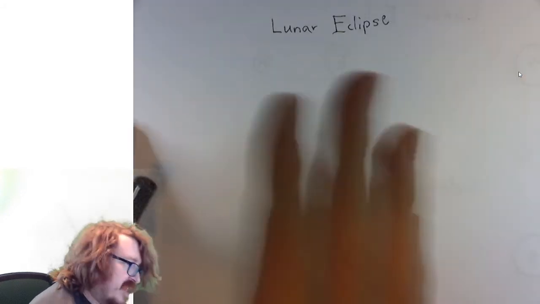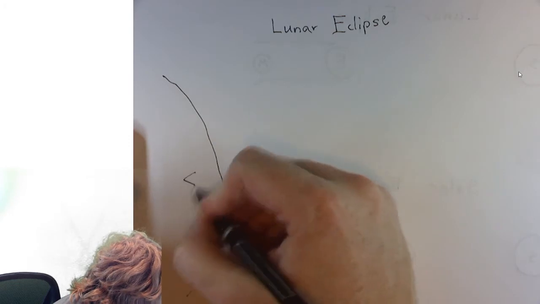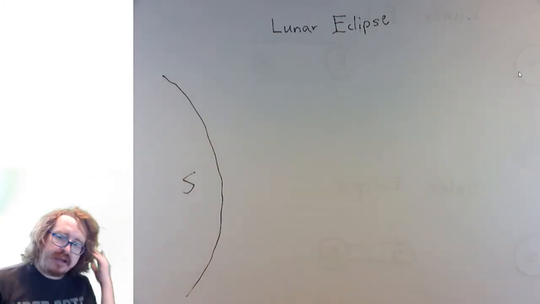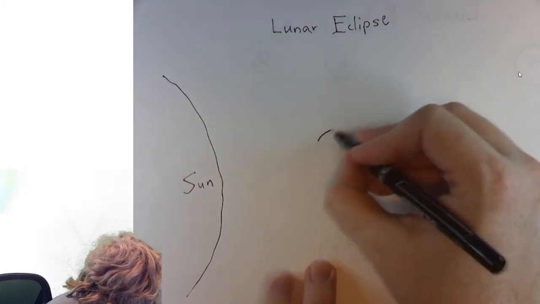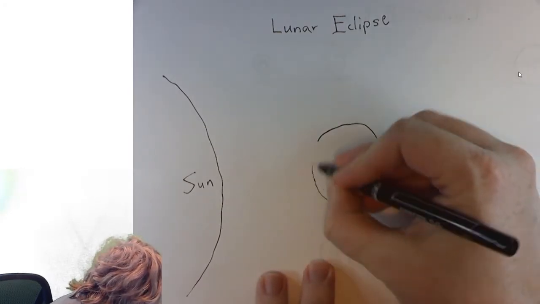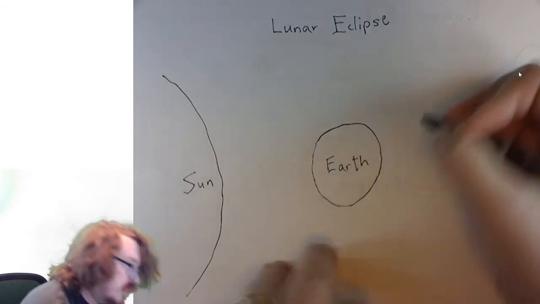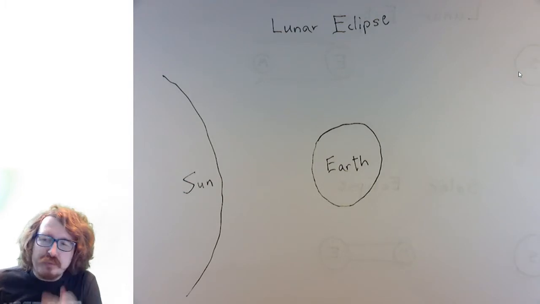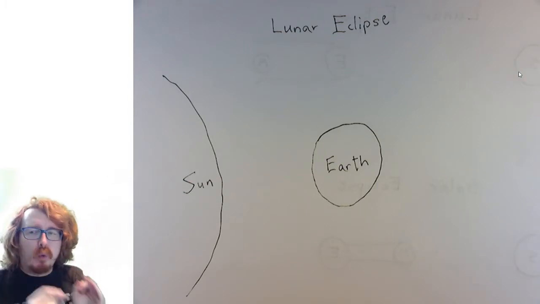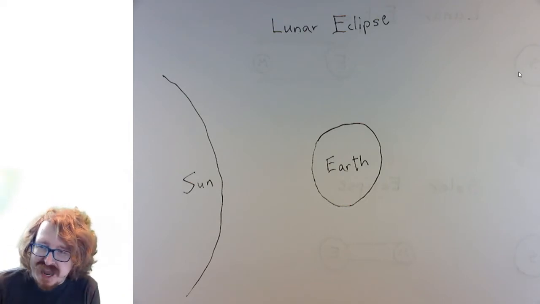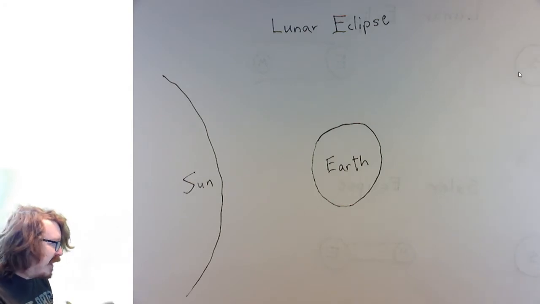Now on this picture, I'm going to make the sun really big. So there's the sun, okay? And I'm going to put the Earth right here, and ignore the moon for a second. The reason that there are different kinds of lunar eclipse is that there's actually more than one part to the Earth's shadow, okay? And to understand that, let me show you a couple things.